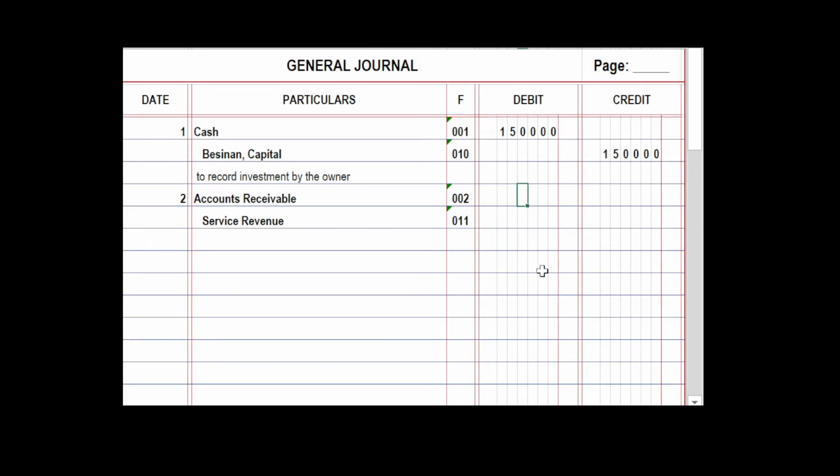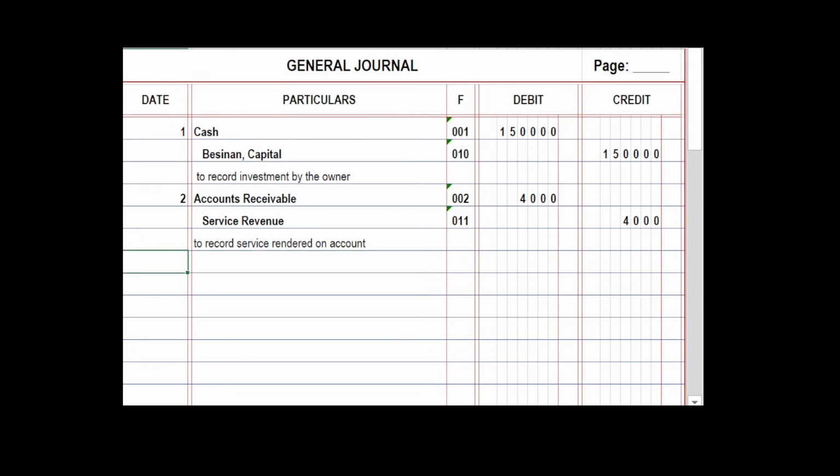So, lagay natin dito is 4,000. So, dapat sundin talaga natin yung mga linya. Okay? That is 4,000. So, debit 4,000 and credit na 4,000. So, next, to record service rendered on account. Pwede na yan.